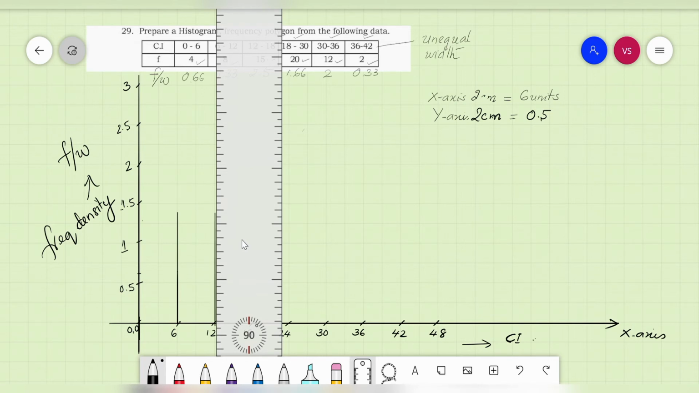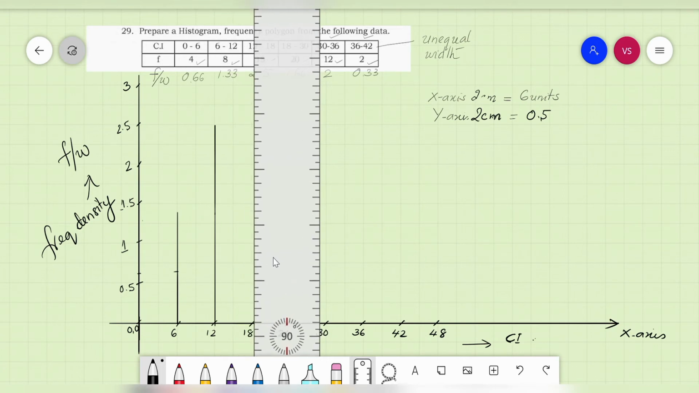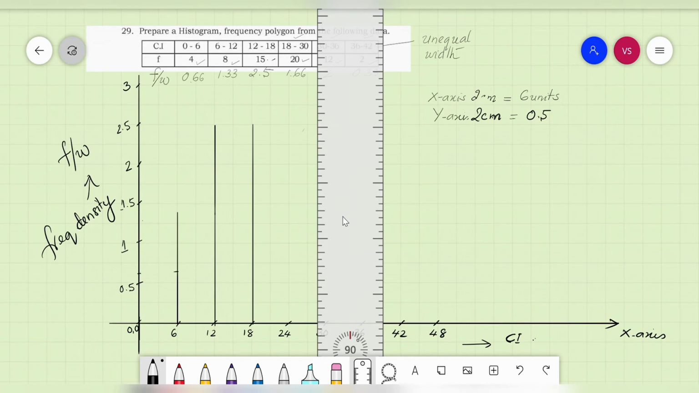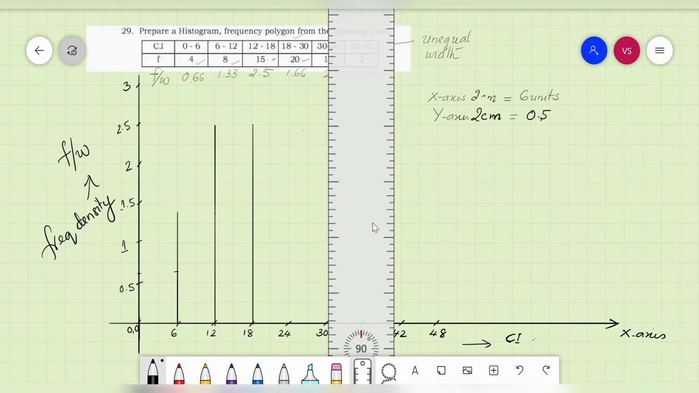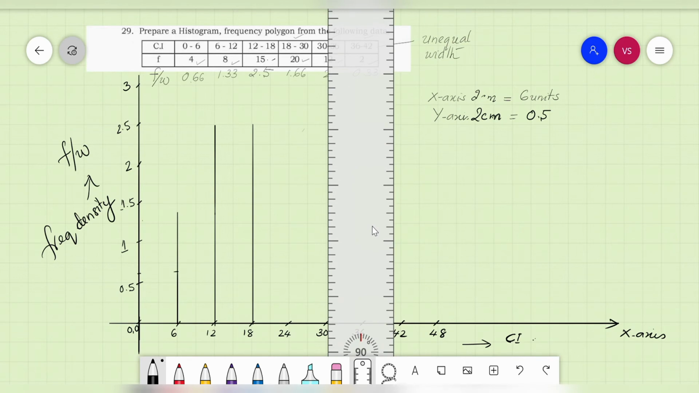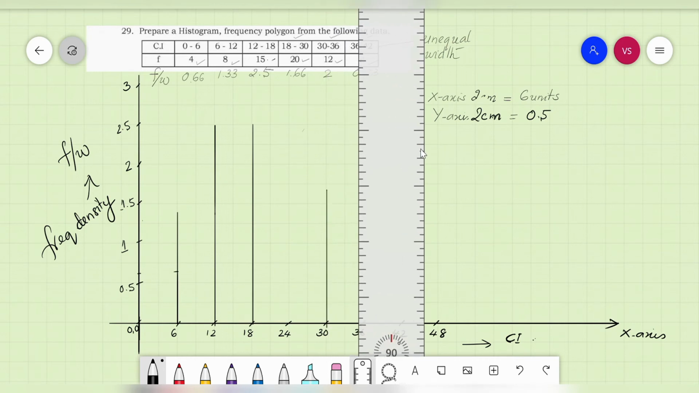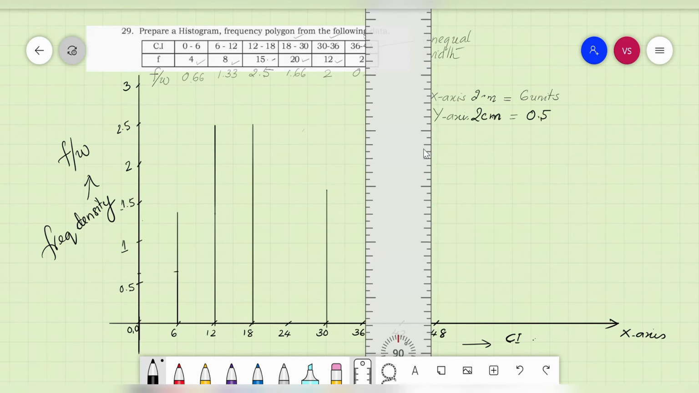So here is one bar. This is another bar. The next is 2.5. This whole line has to be extended till 2.5, students. So 12 to 18 is 2.5. The next is 18 to 30, which is 1.66. It is between 1.5 and 1.75, and 1.66 is this line. From here we have to draw one line. Then 30 to 36 is 2, and the line goes up to here.